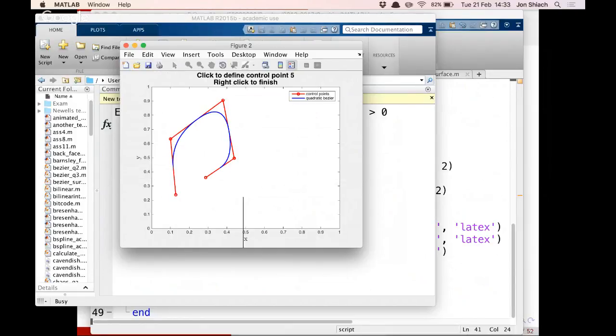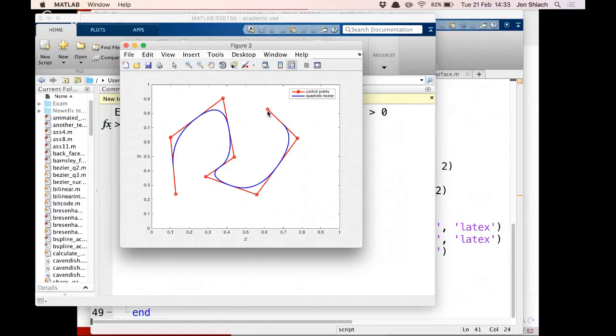If I just keep randomly clicking, you can see the blue curve, oh, this is running a bit slow. I'm going to stop it there. As I was randomly clicking around, it was generating the Bezier curves and sticking them on the end of each other. But notice it doesn't quite extend to the end.